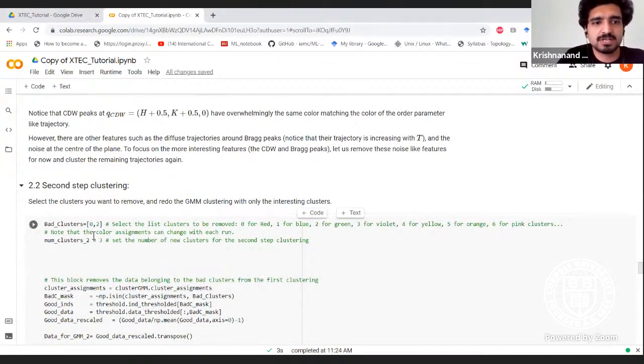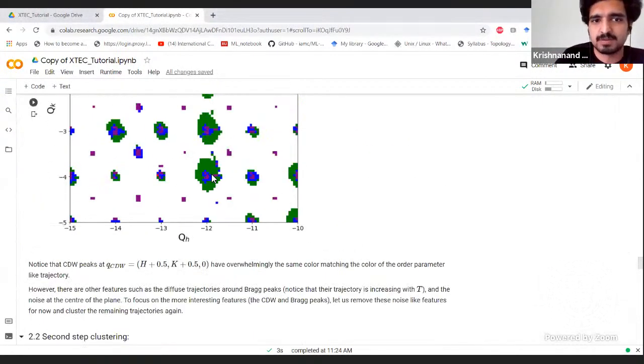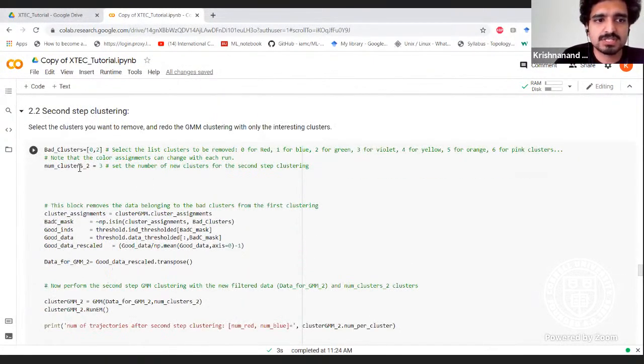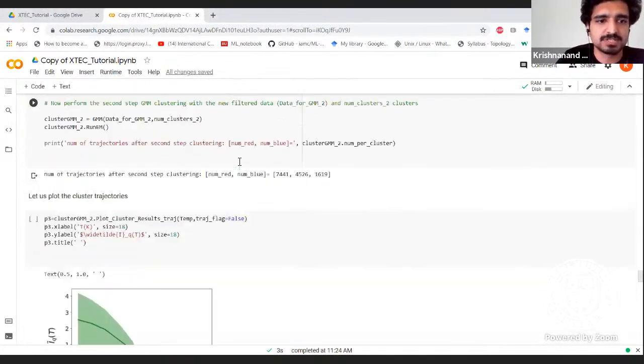So the second step clustering does that. You can remove the bad clusters. You can try experimenting with these clusters in case you want to focus on the Bragg peaks, or on the diffuse trajectories instead of the charge density peaks. You can play around with that. So you remove those clusters and cluster the remaining trajectories using the second step clustering.